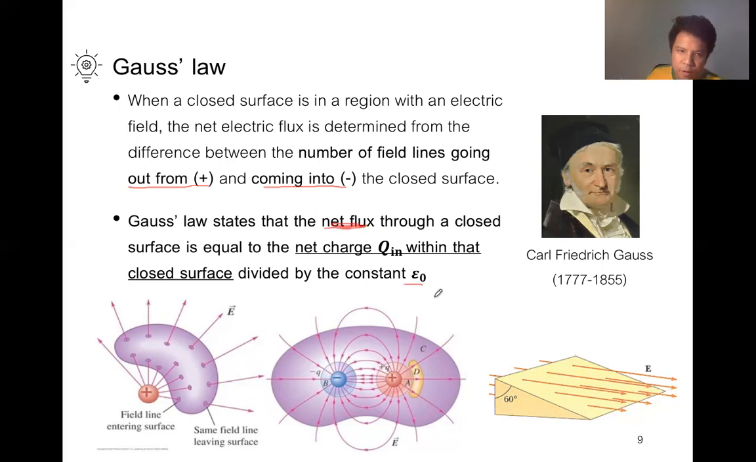Okay, so from this example, I say that the flux in is equal to the flux out, and the net flux is 0. So when the net flux is 0, that means there is no charge within the region, within the area.